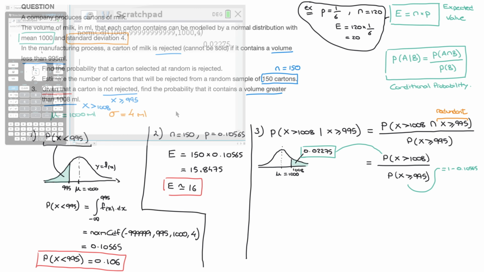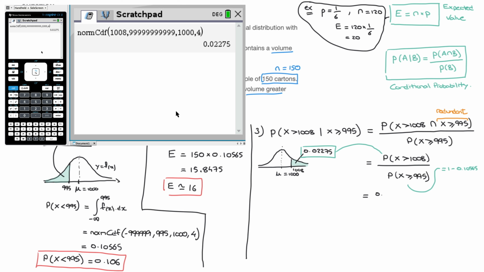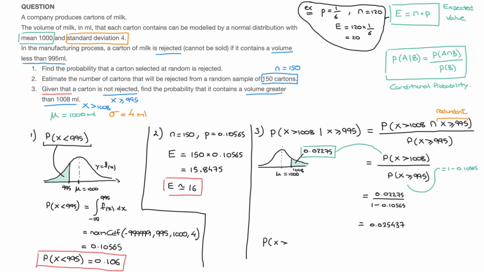0.10565. Finally, we're in a position to use our calculator again, and we can state that this equals 0.02275 divided by 1 minus 0.10565. And so typing all of that carefully on my calculator, that's 0.02275 divided by, in parentheses, 1 minus 0.10565. I'm now happy with all of that, and I click on Enter. And we're done. Looking at our calculator screen, we can see that that's equal to 0.025437. And so for my final answer, I'll round that to 3 significant figures and state that the probability that X be greater than 1008, given that X is greater than or equal to 995, is equal to 0.0254. And that's the final answer.